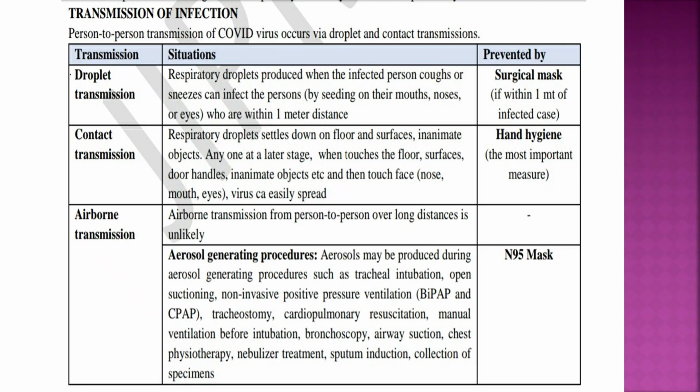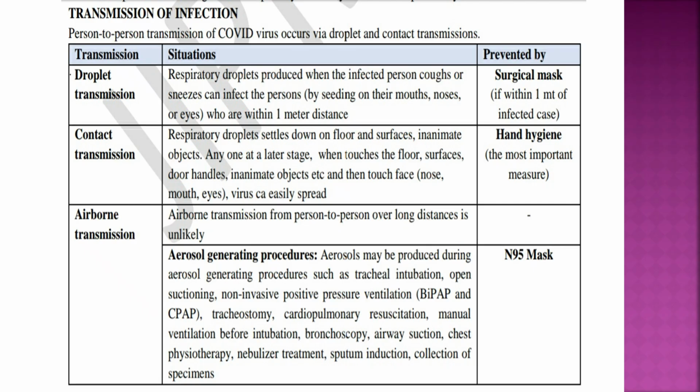Where can it happen? Respiratory droplets settle down on floor, surfaces, inanimate objects. Anyone who at a later stage touches the floor, surfaces, door handles, inanimate objects, etc., and then touches face, nose, mouth, eyes, the virus can easily spread. So here you have to take proper precaution, that is hand hygiene, the most important precaution.